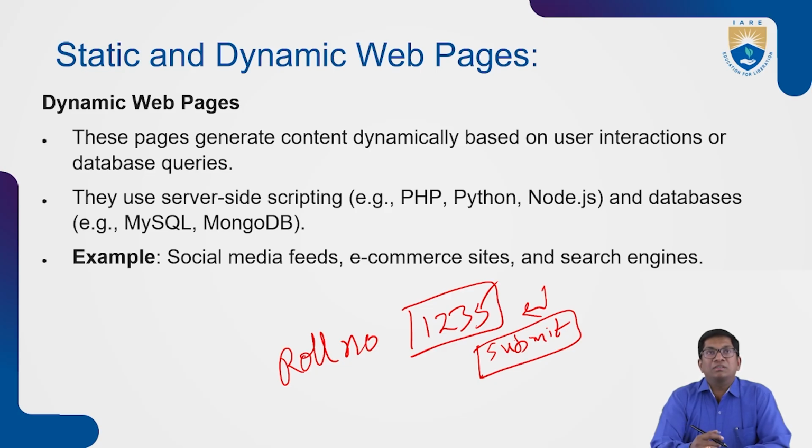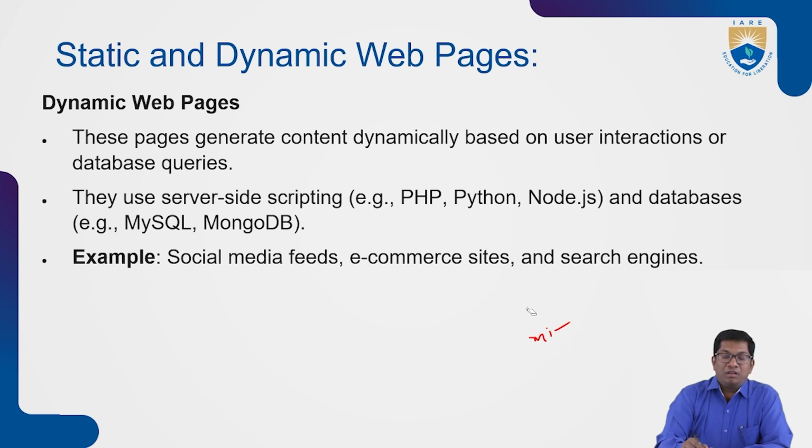Here we have to use server-side scripting and databases. Some of the server-side scripting languages are Hypertext Preprocessor, that is PHP, Python, Node.js. And we can also use databases in the backend for storing the information, MySQL, MongoDB. Some examples of dynamic web pages: social media feeds, e-commerce sites and search engines.